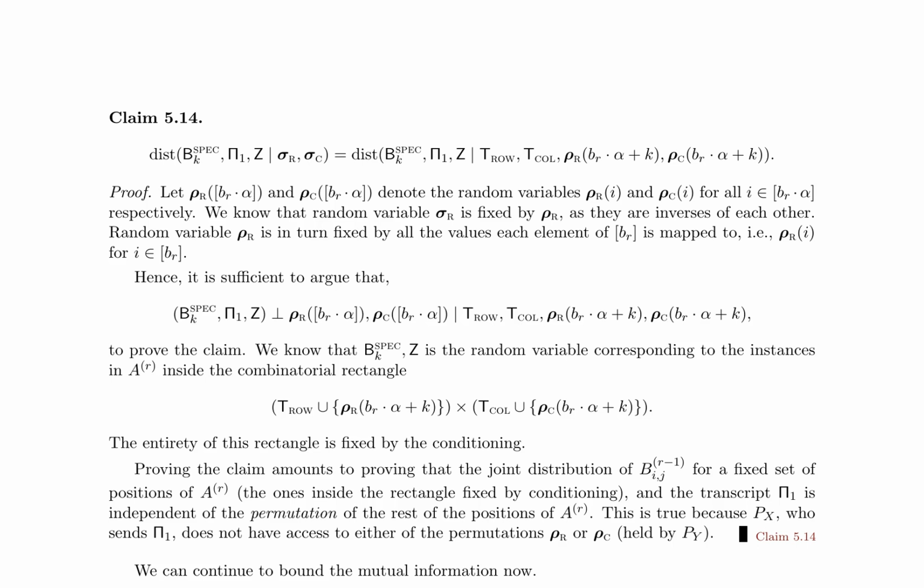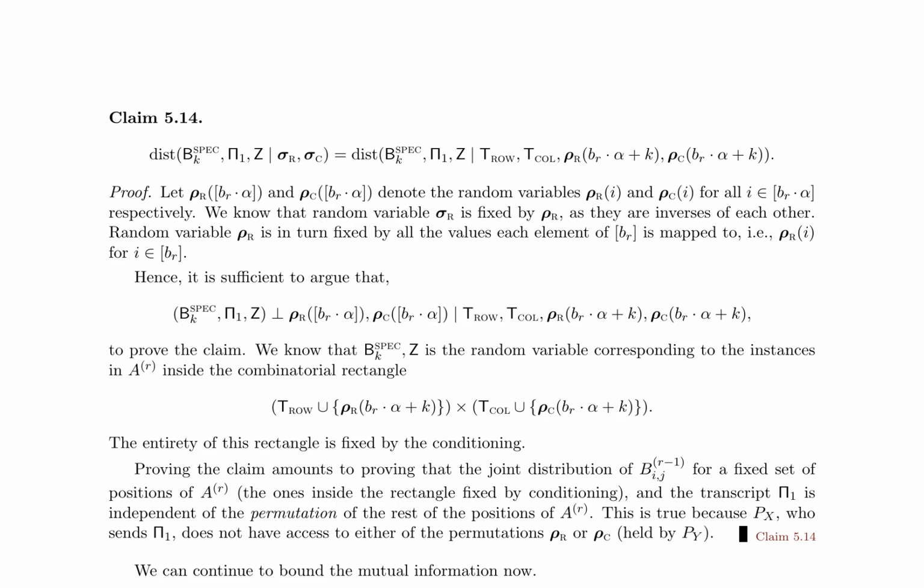This claim is substantiated by demonstrating that the joint distribution of B, R1, I, J, for a fixed set of positions of A, R, and the transcript Π1, is independent of the permutation of the remaining positions of A, R. This independence stems from the fact that Px, the sender of Π1, lacks access to the permutations ρr and ρc held by Py.